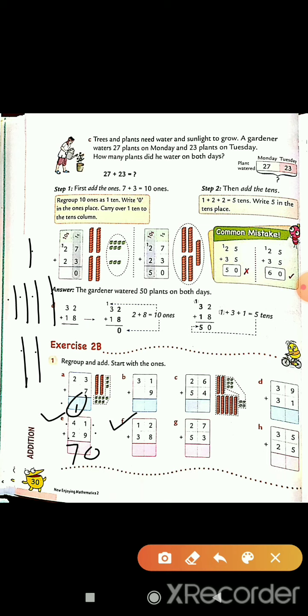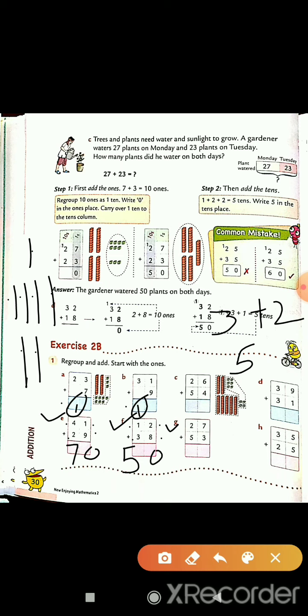F. 12 plus 38. So at the ones place, 2 and 8 are there. 2 plus 8 gives us 10. So write 0 here and 1 is carried to the tens column. At the tens place, 1, 1 and 3 are there. 1 is repeated. Double of 1 is 2 and 3 plus 2 is 5. So write here 5. So your answer is 50.